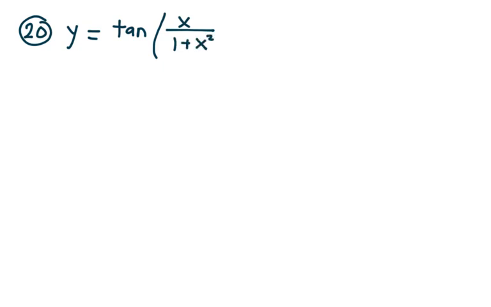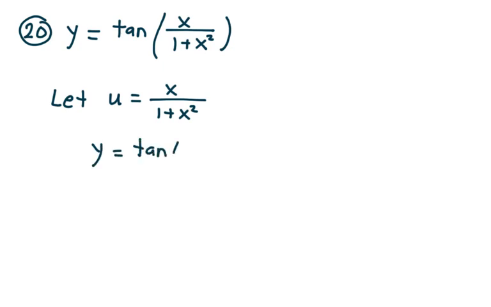Let's take a look at 20. Suppose y equals tangent of x over 1 plus x squared. So this is a classic chain rule problem. And I'm going to let u equal x over 1 plus x squared. Then y is equal to tangent of u.